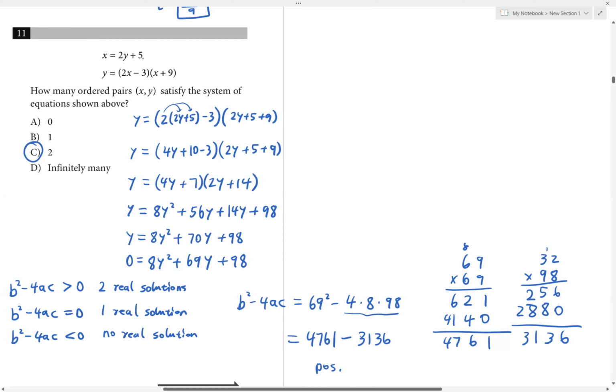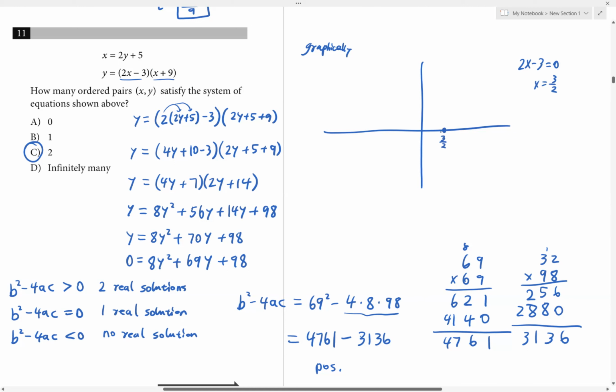Another approach to this, which I think is definitely easier but more difficult to see, is to do this question graphically. What we can do is recognize the second equation is a quadratic. Since it's already in factored form, we can set each factor equal to 0 and solve for x, and that will give the x-intercepts. If we solve for x, 2x minus 3 equals 0, we get x equal to 3 over 2. That's one x-intercept.